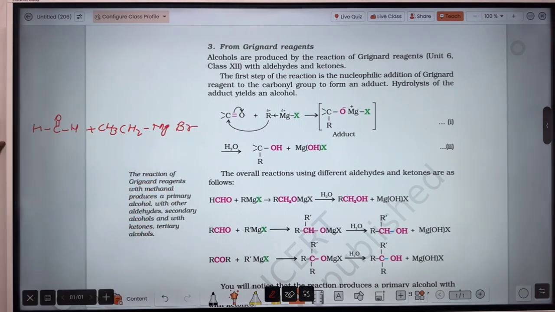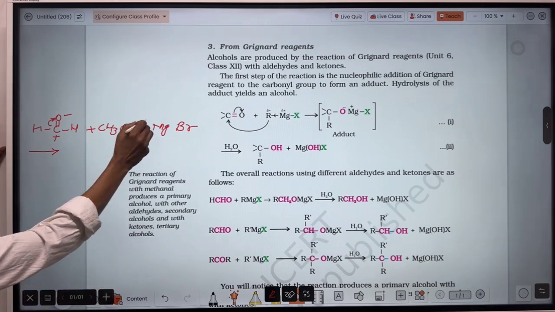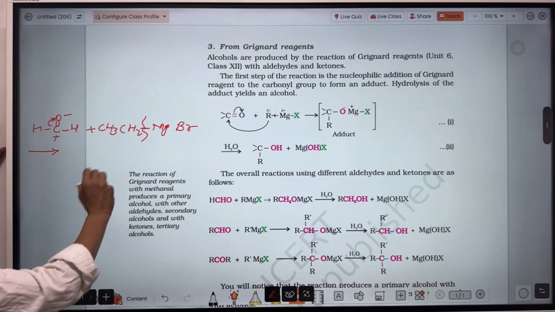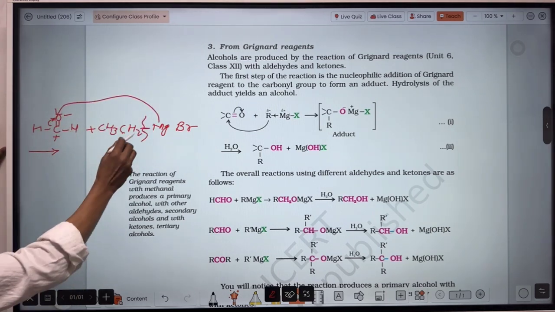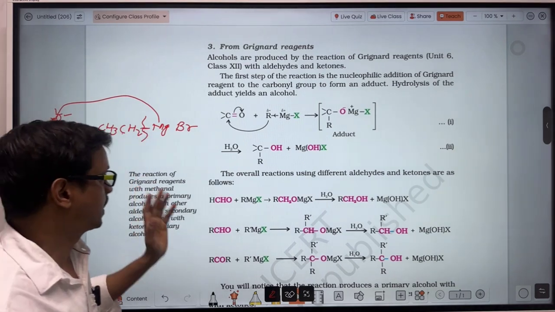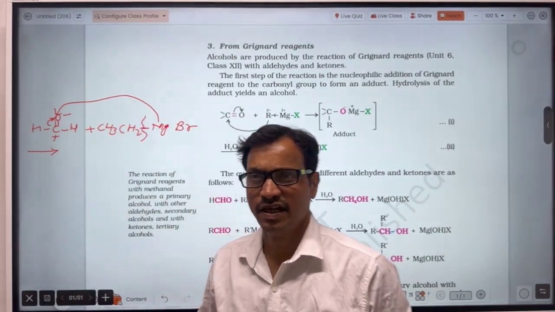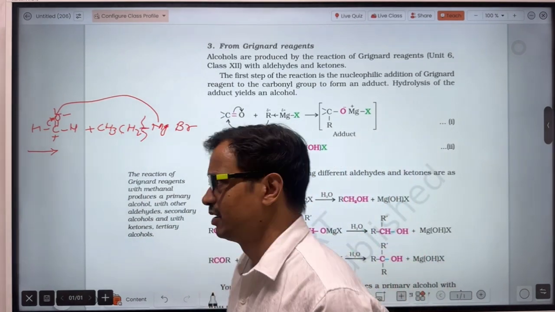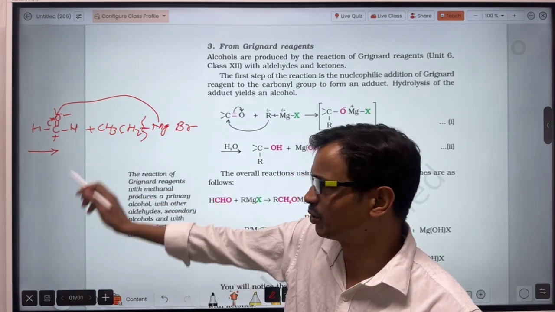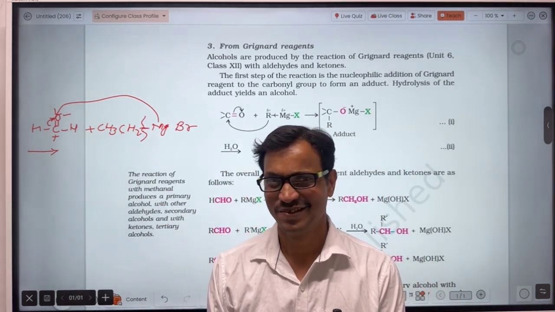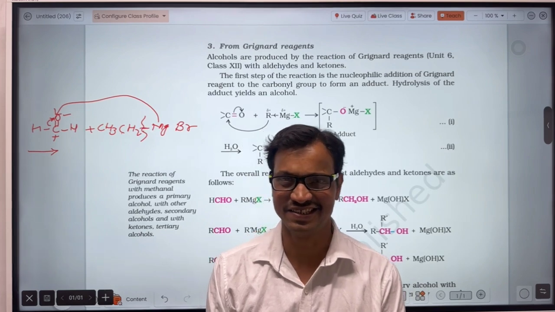So how will the reaction take place? This oxygen here will take the pi electrons towards itself, so it gets a negative charge. This carbon will have a positive charge. The bond between this carbon and magnesium is covalent, so from here the bond will dissociate. Among this carbon and magnesium, carbon is on the negative side and magnesium is on the positive side. So magnesium will go to the negative side, that is oxygen, and the carbon will go towards the positive side, that is the positively charged carbon, the acyl carbon.